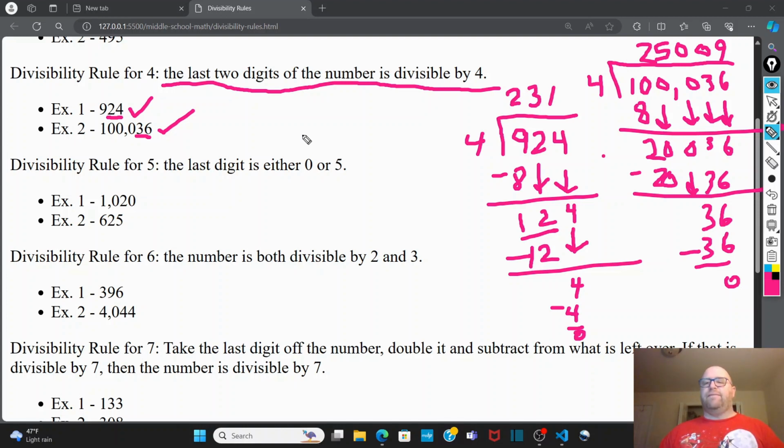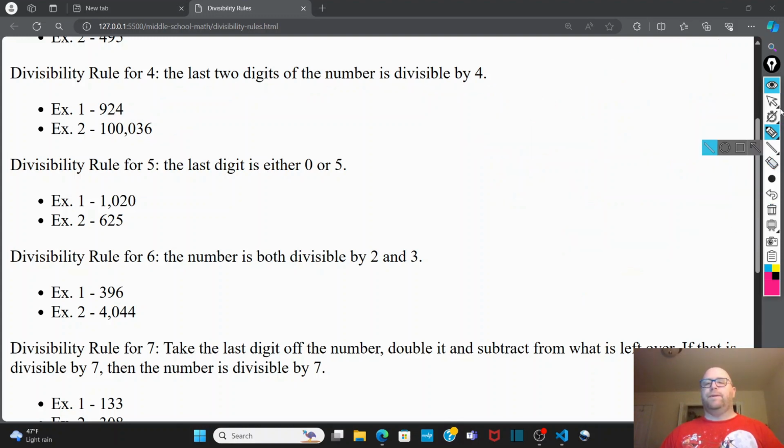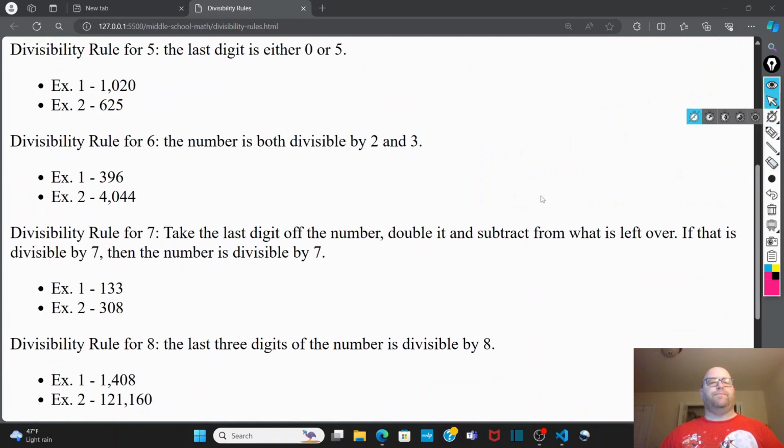Let's move to number 5. All right. I'm going to erase this stuff. Boom, gone. Scroll down. All right, divisibility by 5. The last digit is either a 0 or 5. So the two examples, 1020 and 625, should work out, but we should probably check nonetheless.